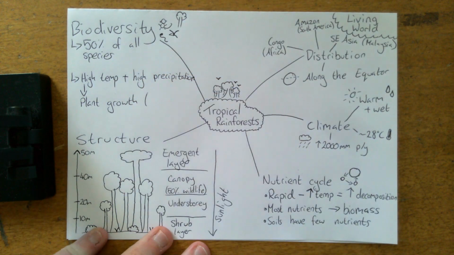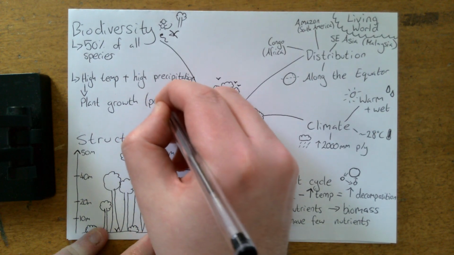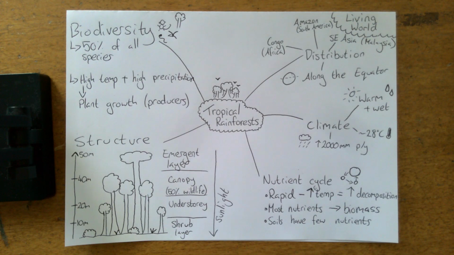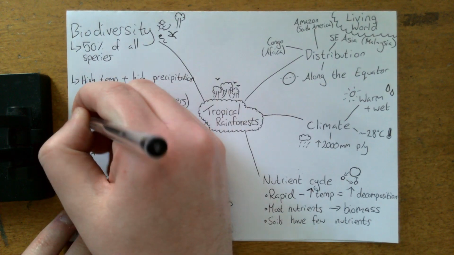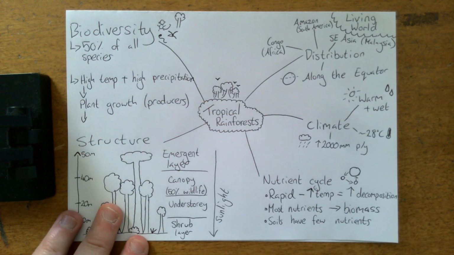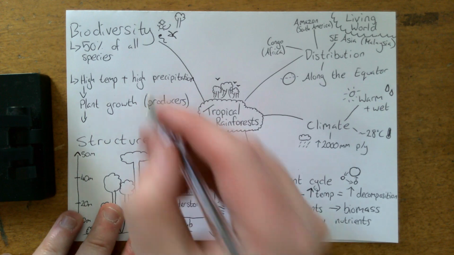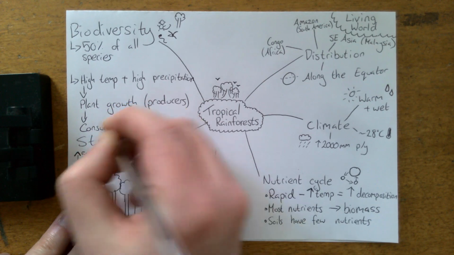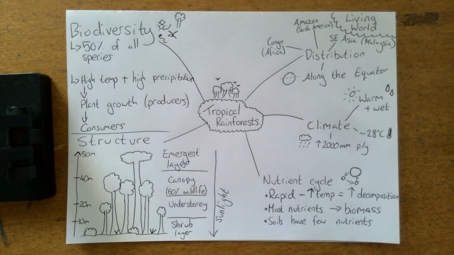Now, if you have lots of plants, these are going to be our producers, aren't they? This allows for more producers to exist within this ecosystem because they can photosynthesize. If we then have lots of producers, that means our ecosystem can then also support lots of consumers. Lots of species, lots of animals.